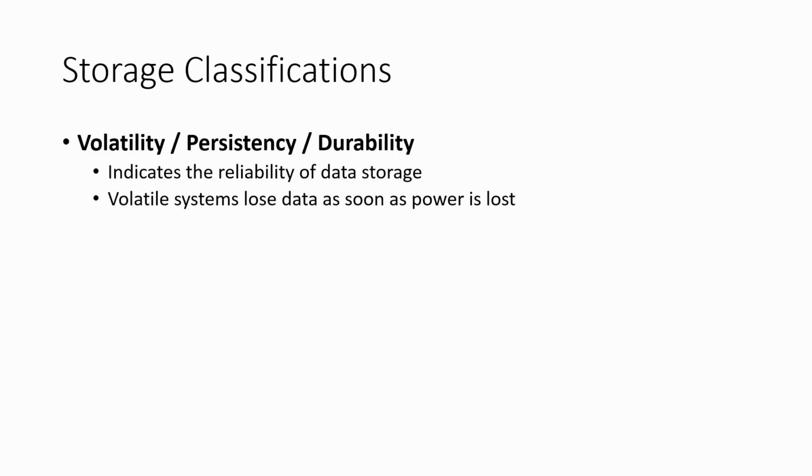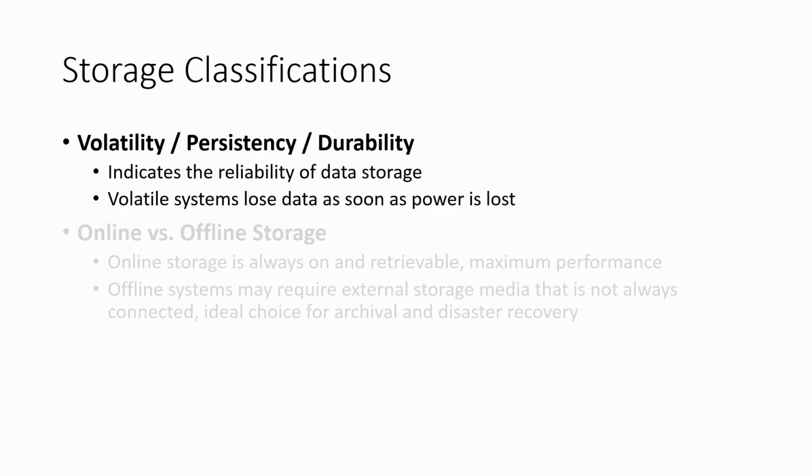So let's quickly go through some of the basic storage classifications. I already mentioned volatility or persistency and durability. Now, this indicates the reliability of data storage. Volatile systems such as SRAM and DRAM can lose data as soon as power is lost.